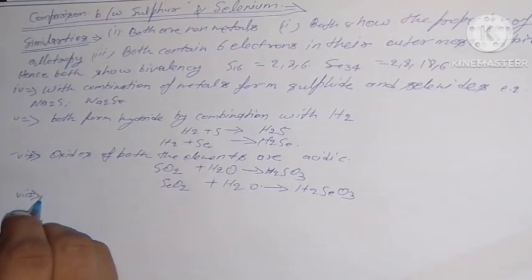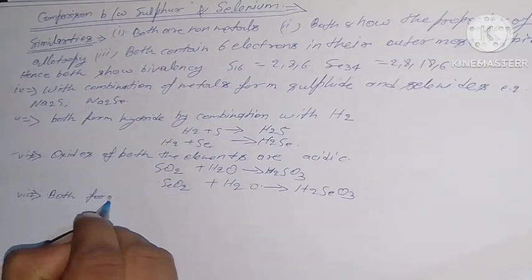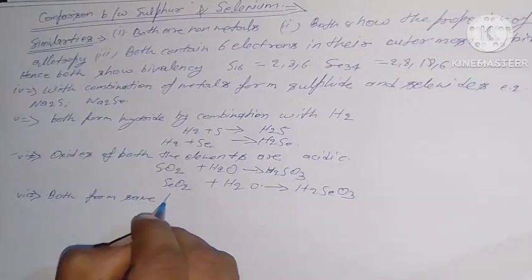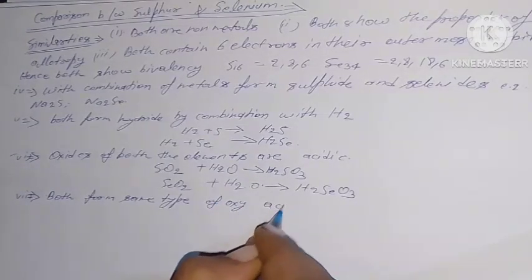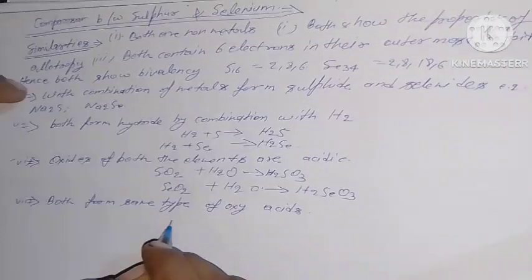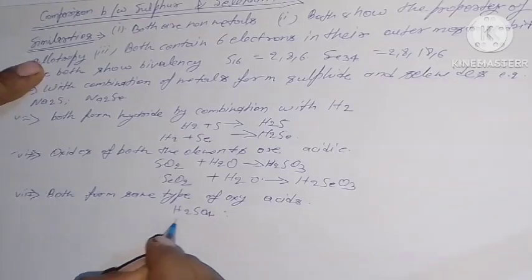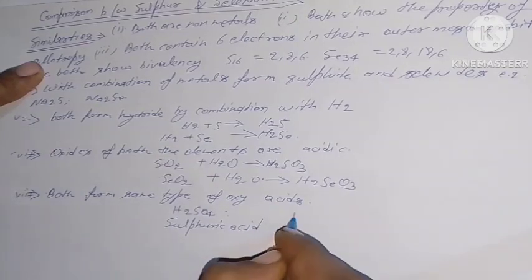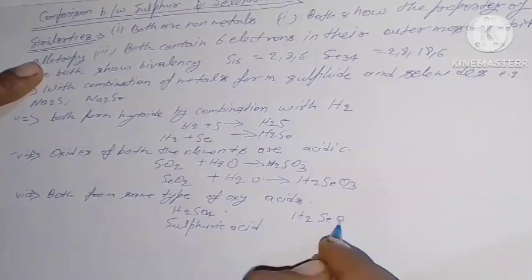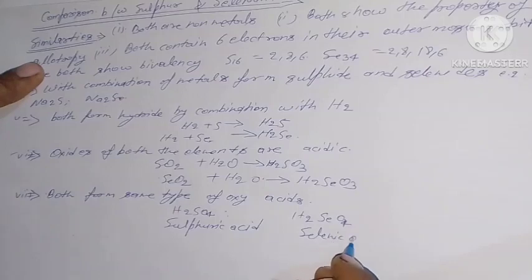Seventh point, both form same type of oxy acids. H2SO4, that is sulfuric acid, and H2SeO4, that makes selenic acid.